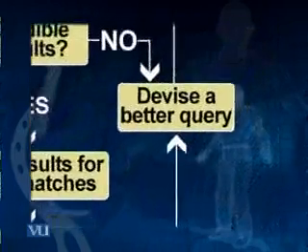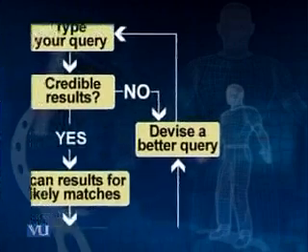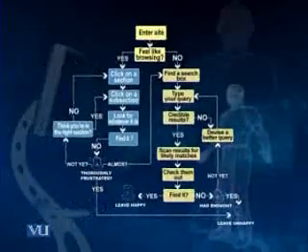If the results are not credible, then you may devise a better query. And you retype your query and again check the results of this query. So here we can see that the search process also may involve a number of iterations. Now, when we talk about search, generally the search experience is not very good on websites.